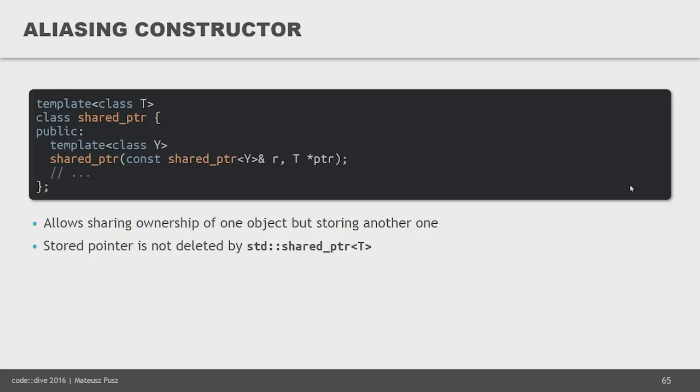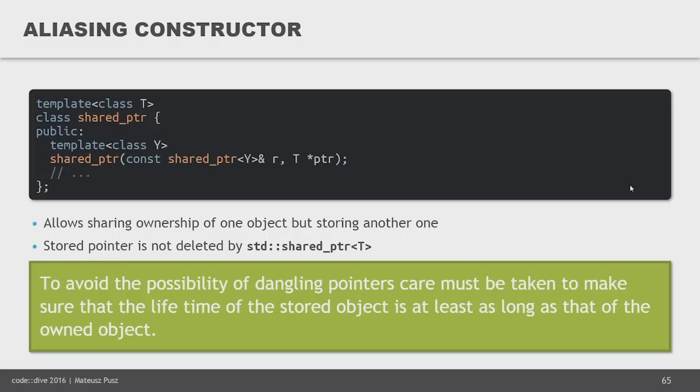The important part here to see is that the stored pointer is not deleted by the shared pointer, yes? Only the pointer stored in our state will be deleted. So you have to make sure that things that you will pass as a second argument to this constructor will live at least as long as the object that you are owning, because otherwise you would have a dangling pointer and you will have some issues.